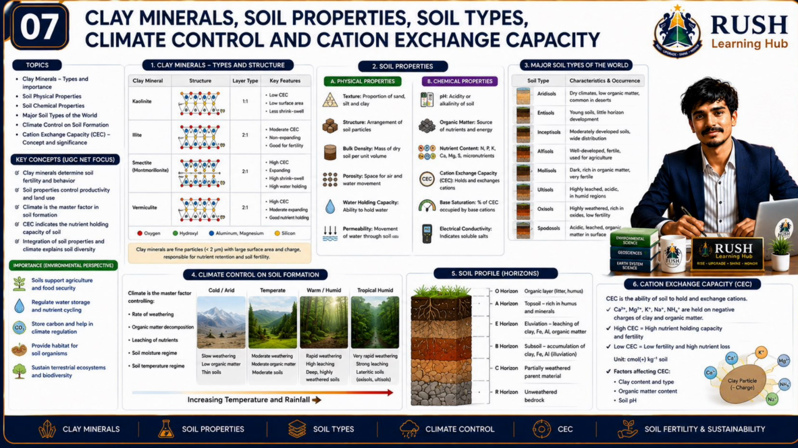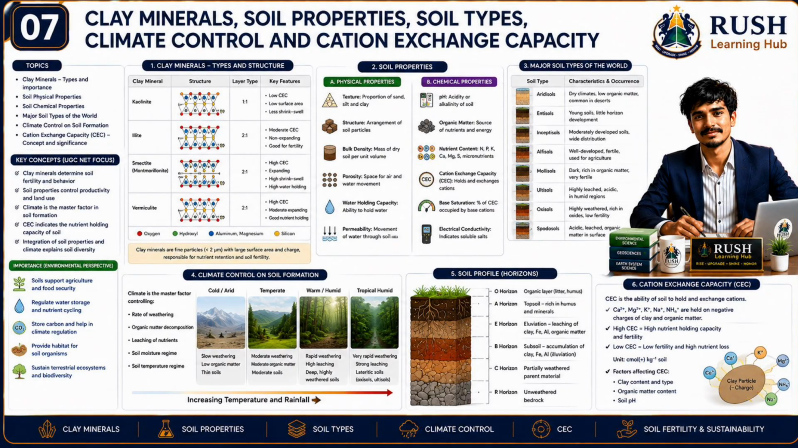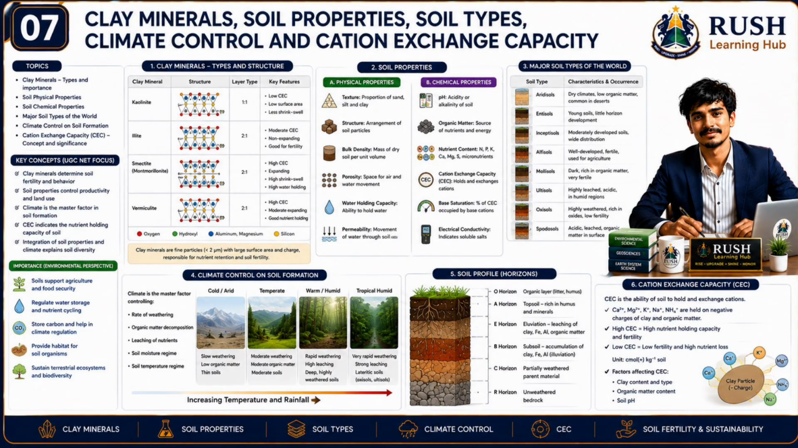Cold climates slow down weathering processes and result in shallow soils. Arid climates favor physical weathering and accumulation of salts due to low rainfall. Thus, temperature and precipitation strongly influence soil characteristics and distribution.